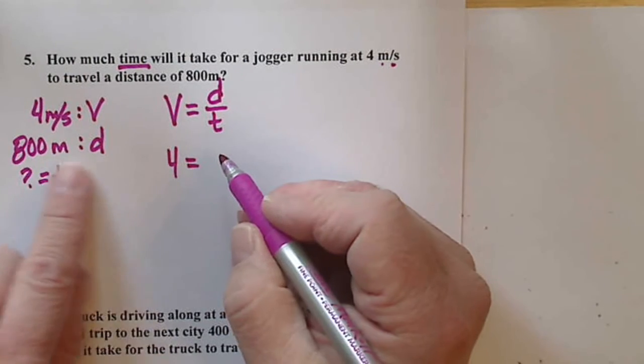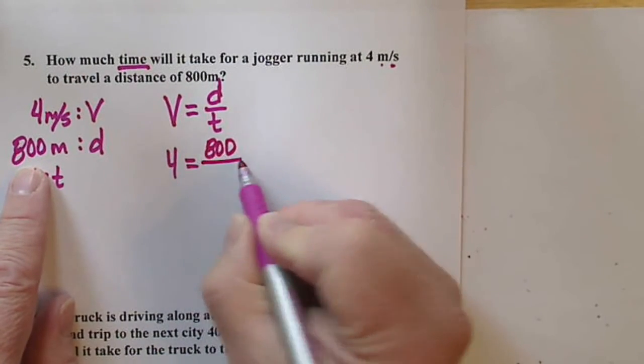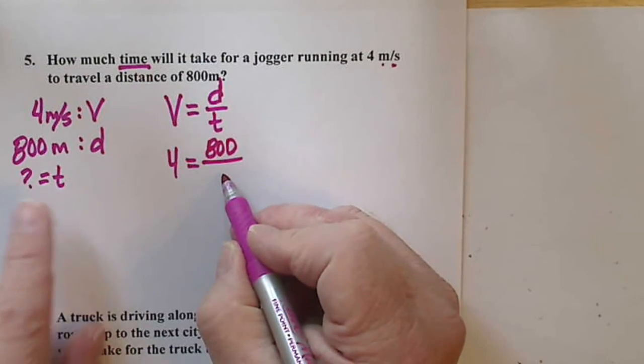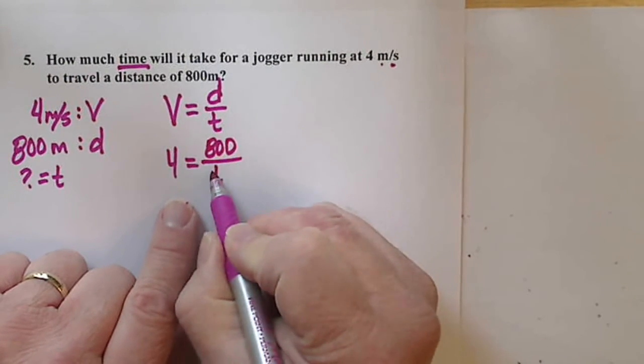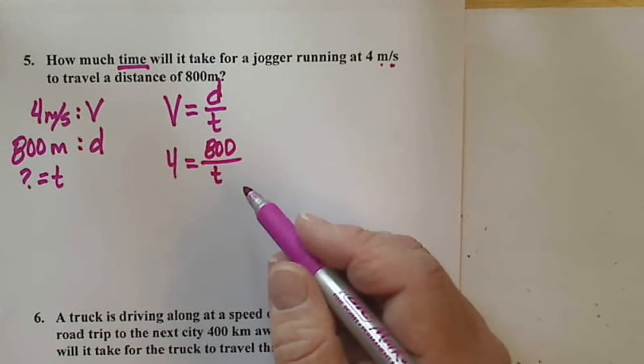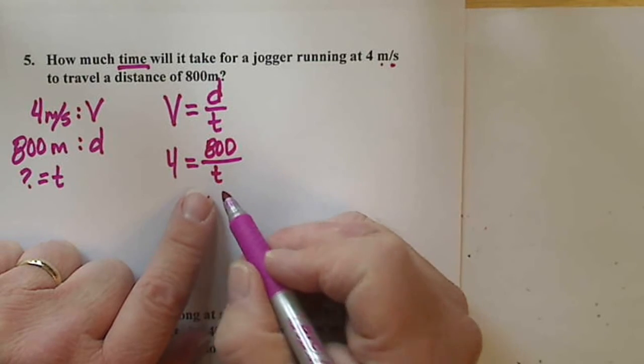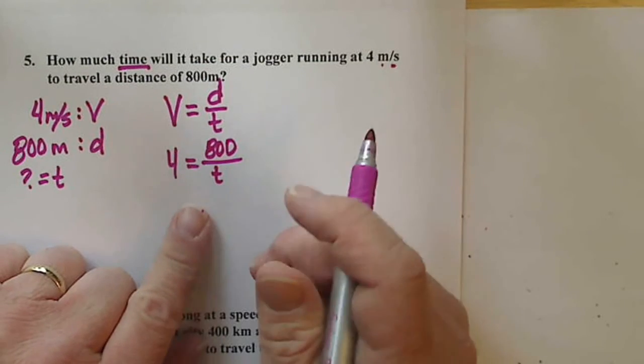And the D is 800. And the T down here, we don't know, so we're going to leave T right there. Now, here's the tricky part. In your math class, your math teacher taught you that if you have to try and find something in the denominator, you have to get it out of the denominator first.